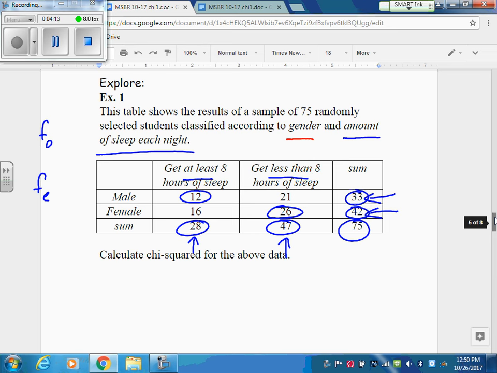So what are our observed data? Well, we observed or recorded that there were 12 males getting at least 8 hours of sleep, and there were 21 more males who got less than 8 hours of sleep, for a total of 33 males. But 12 and 21 were the observed frequencies, or the observed data. And then for females, we had 16 of them getting at least 8 hours of sleep, and then 26 of them getting less than 8 hours of sleep. So 42 different females were observed, and those are observed values. So for this table, we only have 4 observed pieces of data. Well, what I'm going to do now is I'm going to clean this up and get myself some more space here on the screen.